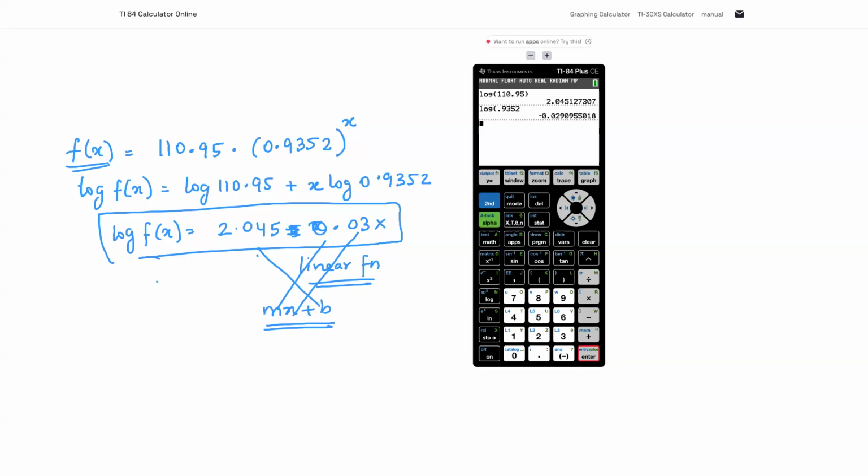Any questions on that? Could we also just do linear regression in the stat edit? Can we just put log x as the L3 and then just do linear regression? Yes. I'm going to do that for you.